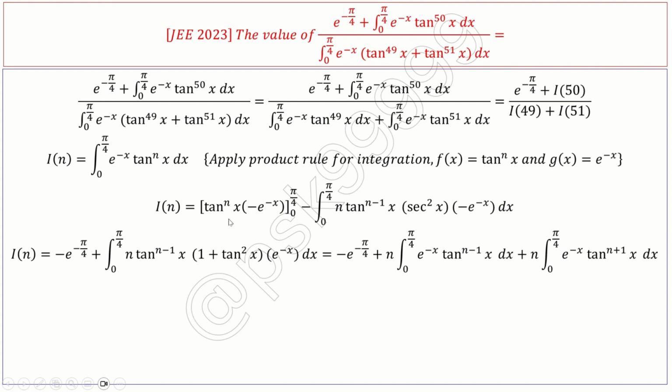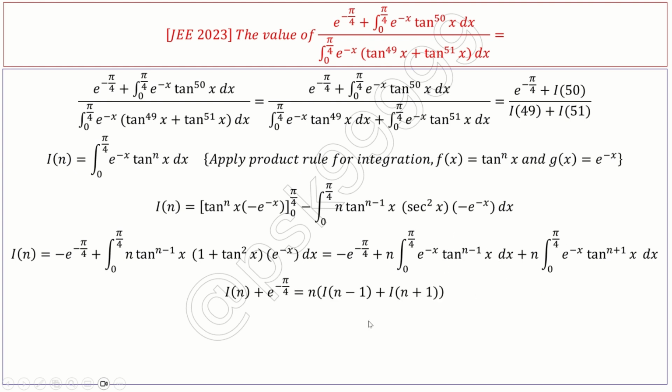So I wrote it here. If I apply limits to this, I'll get minus e to the power of minus pi by 4 plus integration from 0 to pi by 4 of n times tan to the power of n minus 1 x into 1 plus tan square x e to the power of minus x. This minus and this minus become plus here. So that's equal to e to the power of minus pi by 4 plus n times integration from 0 to pi by 4 of e to the power of minus x into tan to the power of n minus 1 x dx, 1 less power, plus n times integration from 0 to pi by 4 of e to the power of minus x into tan to the power of n plus 1 x dx. 1 more than tan to the power of nx, 1 less than tan to the power of nx, correct?